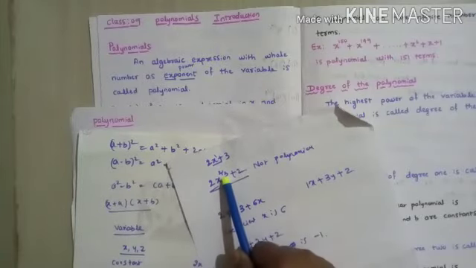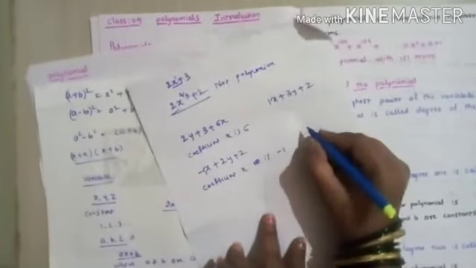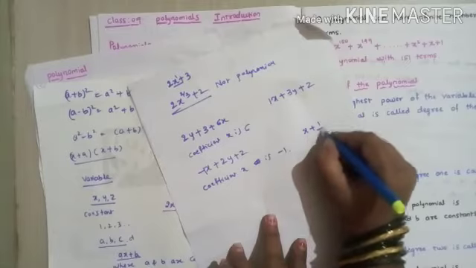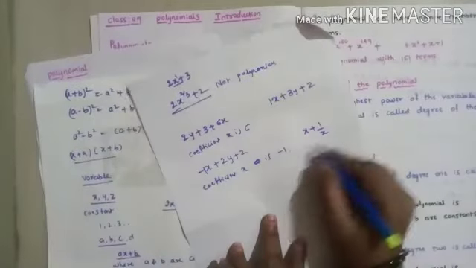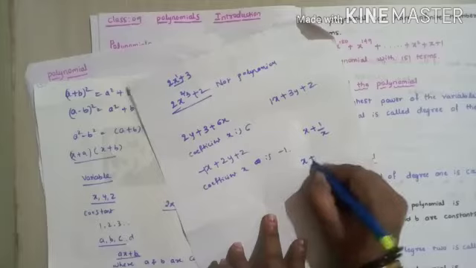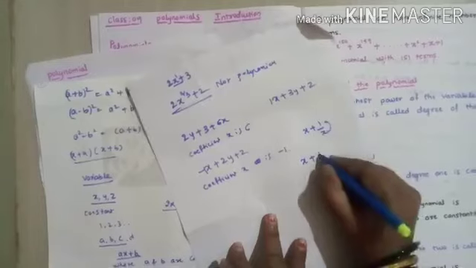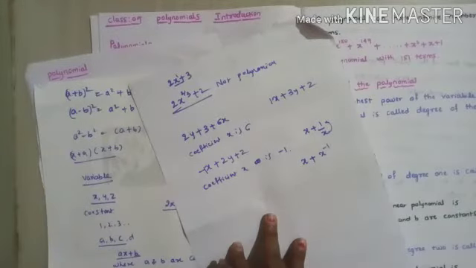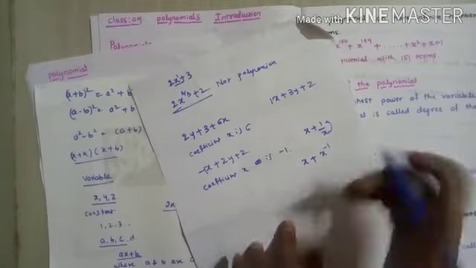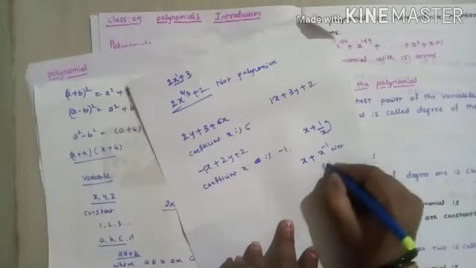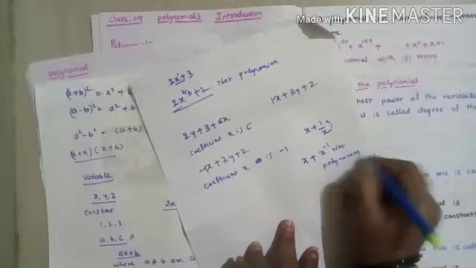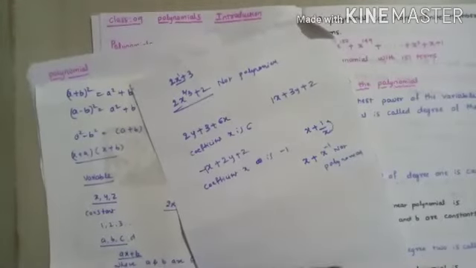Suppose the variable contains a power as a fraction or negative number. Sometimes they will give examples like this also. I will show you. x plus 1 by x. This is not a polynomial, because if you write this in the standard form, if I take this to the numerator, it will become x to the power of minus 1. So it is not a polynomial. Okay, don't get confused about which is a polynomial and which is not. You should correctly identify it.